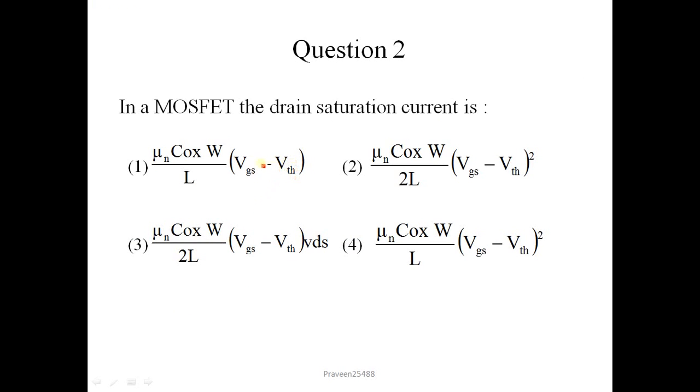Question number 2. In a MOSFET, the drain saturation current is. So the direct formula for drain current in the saturation region of a MOSFET is mu n C naught x W upon 2L, VGS minus VT whole square.